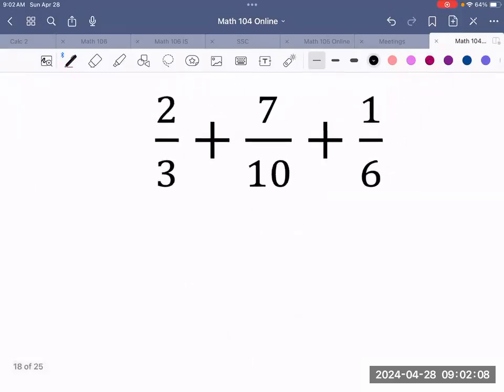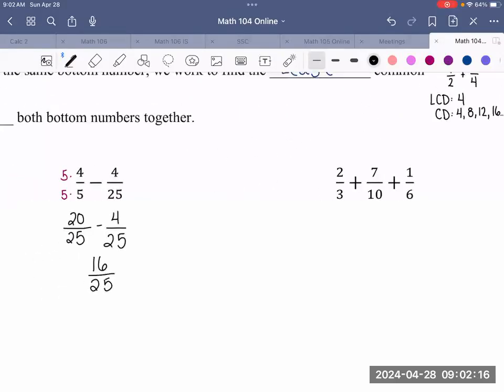Okay, so we have a lot going on here. So we are trying to figure out what is the smallest number that these share. And I did not actually write it over here. Your LCD is 25. Your LCD here is what number?